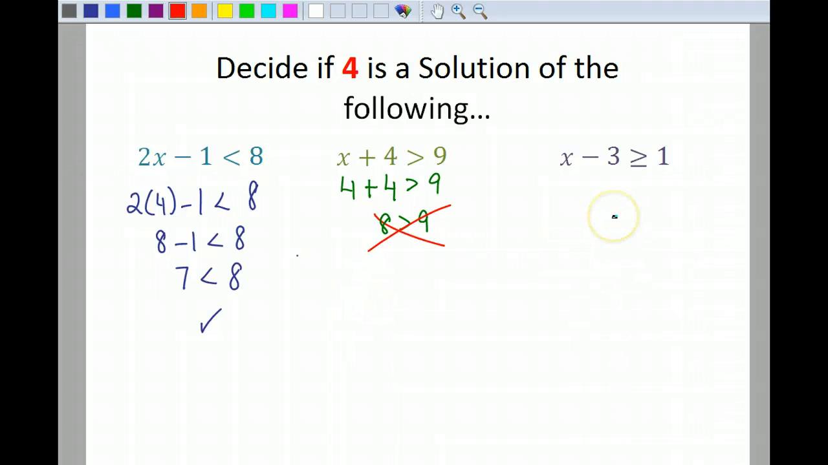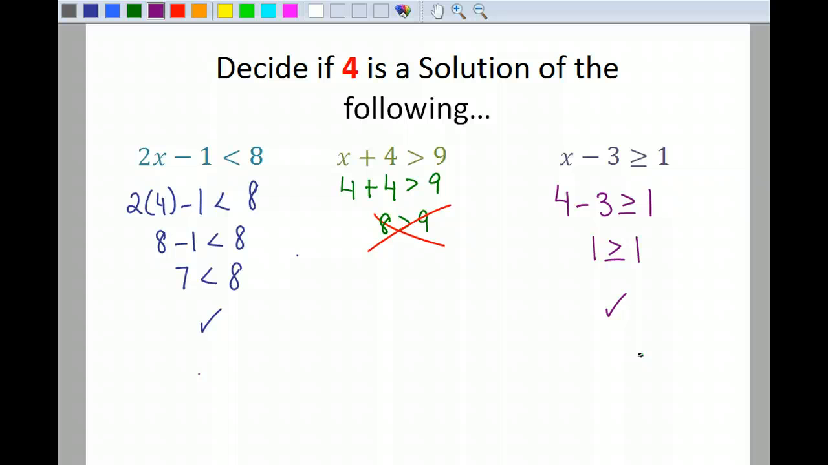Now let's check the next one. So now I have, remember my x value is 4, so I have 4 minus 3 is greater than or equal to 1. 4 minus 3 gives me 1. Is 1 greater than or equal to 1? Yes. So 4 is a solution for the first one and the last one, but not the middle one over here.